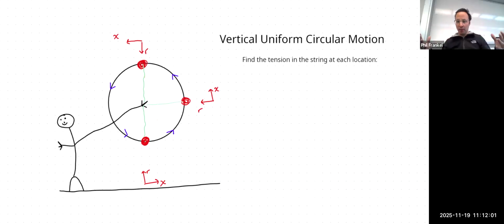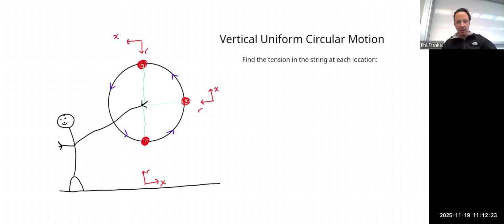So mainly we want to understand how to appreciate the situation. And to help us with that, I have a specific task. We're going to try to find how strong the tension force is in the string at three different locations: the top, the bottom, and the side. So let's start with free body diagrams.